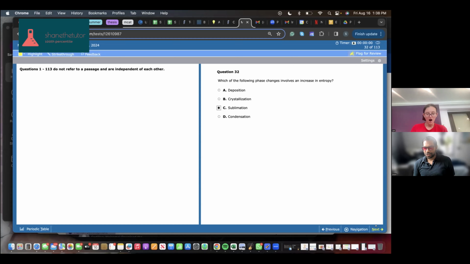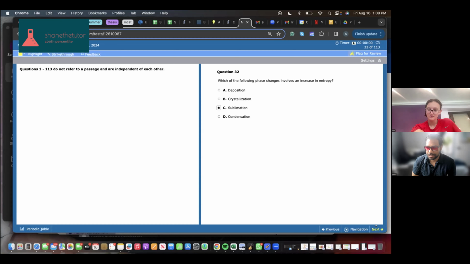What's deposition? It sounds like a law thing, like when you give a statement. But I also think of deposit, like taking something that's maybe a gas and depositing it as a solid. So deposition is gas to solid, crystallization would just be liquid to solid, and condensation would be gas to liquid.